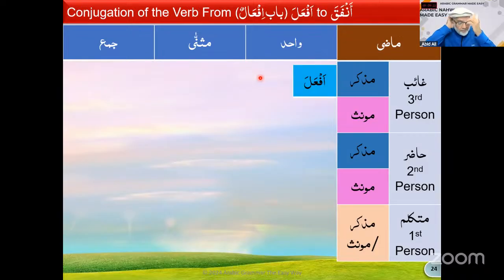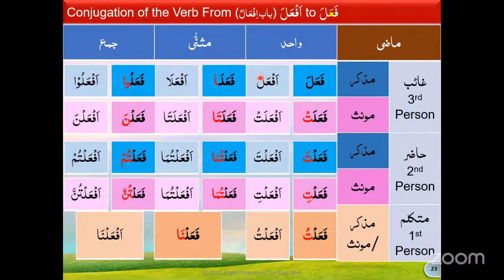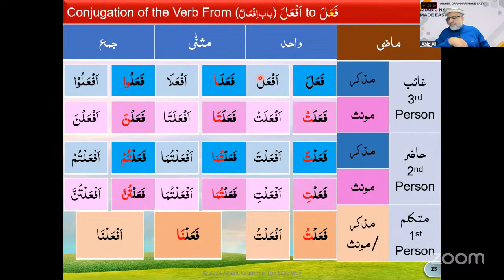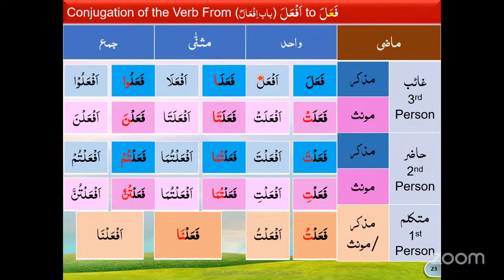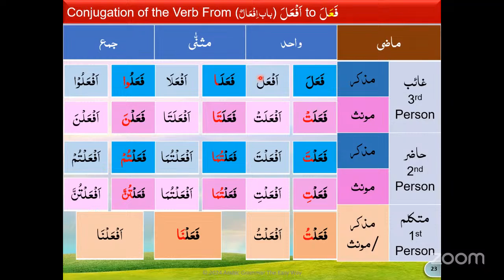Brother Abid, can I ask a question? Yeah. Maybe I'm jumping ahead. So this pattern, basically nothing changed. We just added the alif in front of it. Yes, exactly, that's why. Is it going to be this same simple for the rest of the babs also?